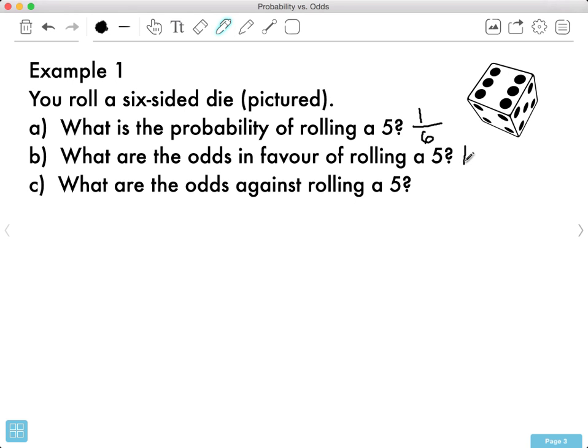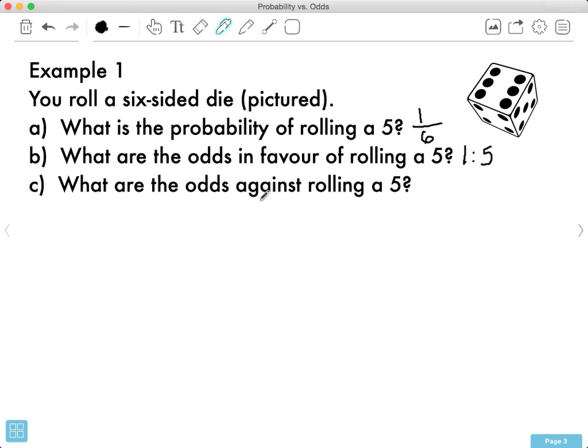But if they ask you what are the odds in favor of rolling a 5, they're asking the same type of thing as probability, but you're going to write it differently. You have one successful outcome of rolling a 5. However, you don't put a 6 here for total outcomes. You put the number of unsuccessful outcomes. So the unsuccessful outcomes would be rolling a 1, a 2, a 3, a 4, or a 6, which is 5 unsuccessful outcomes. Notice that if you take 6 total outcomes and you take the one good one away from it, you end up with 5 bad outcomes. And that's how these are related.